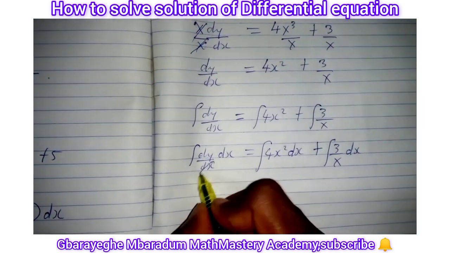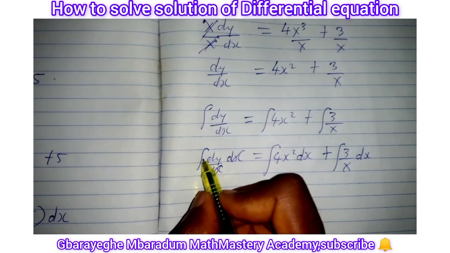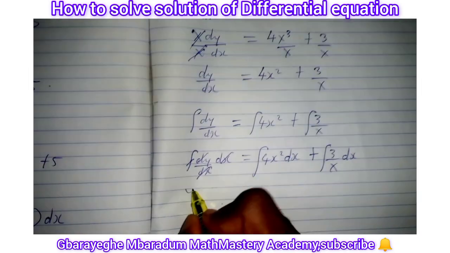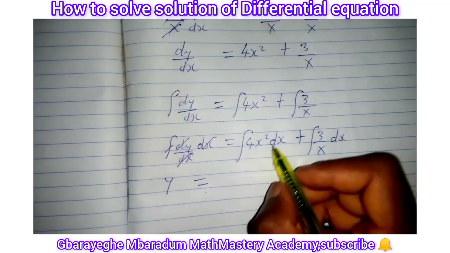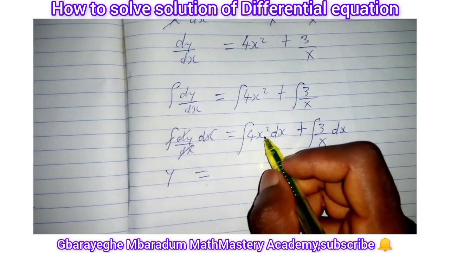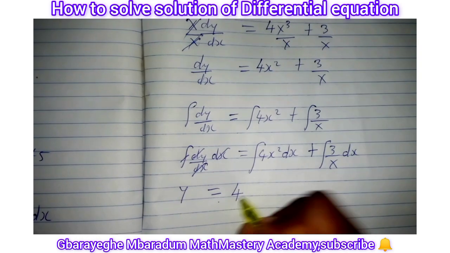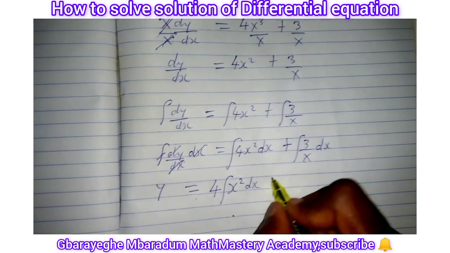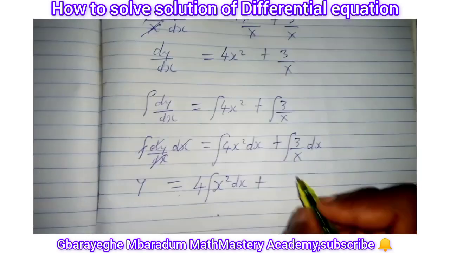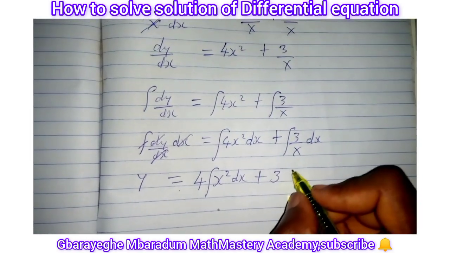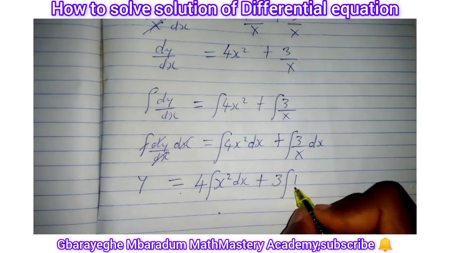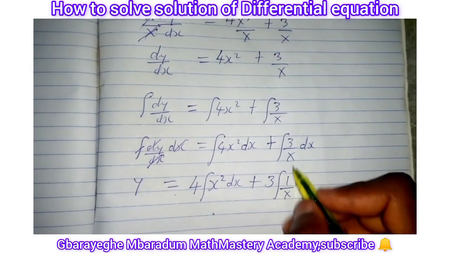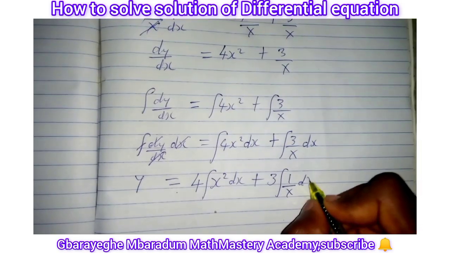Now we know that this dx cancels the dx here, and the integral sign cancels this d here. So we're going to be left with y equals, when we integrate 4x squared, we bring our 4 outside, then we integrate x squared with respect to x. Plus, here the same thing we're going to do. We bring our 3 outside because it's a constant, then we integrate 1 all over x, because 3 times 1 over x gives us 3 all over x, with respect to x.